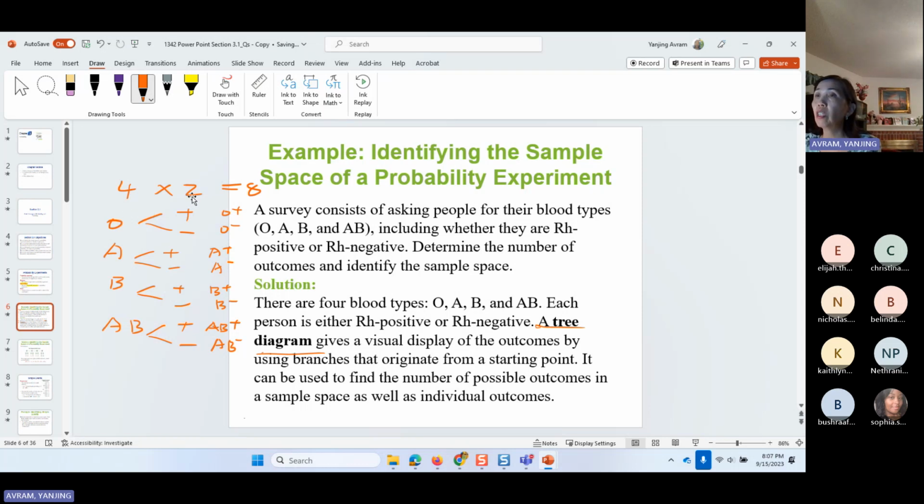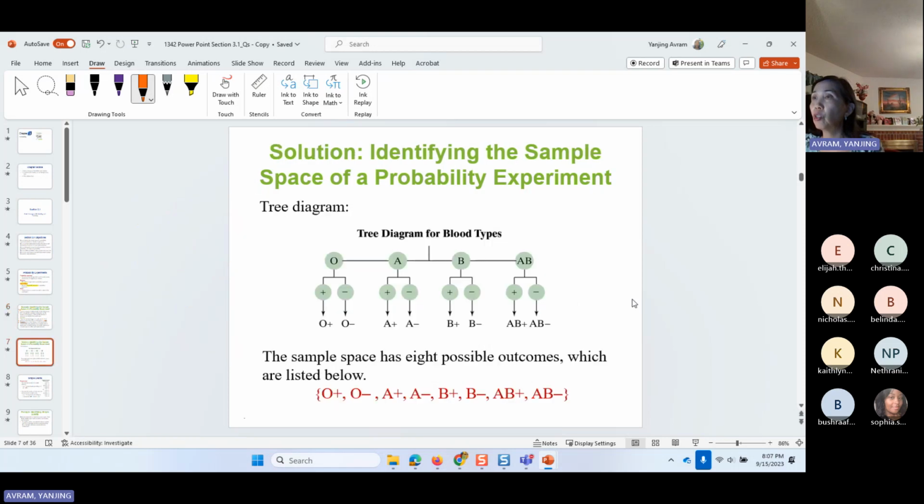So it's 4 times the first probability, which is 4. The second possible outcome is 2. So 4 times 2 is 8. All right, so that is called a tree diagram.